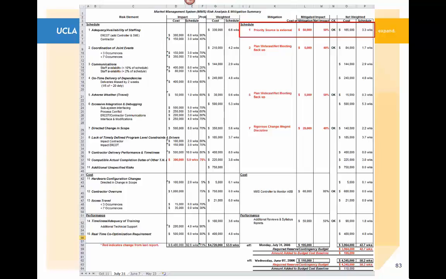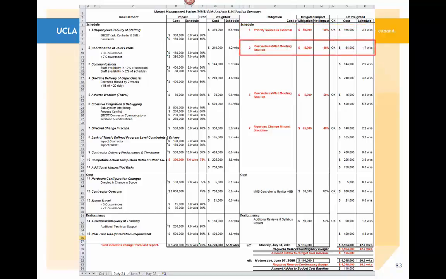So that was the mitigation cost of $50,000, but it reduced the impact by 50%, and you can see that the weighted cost has gone from $330,000 down to $165,000, and the scheduled 6.6 week impact is down to 3.3. So that's a significant improvement. It's basically been cut in half.